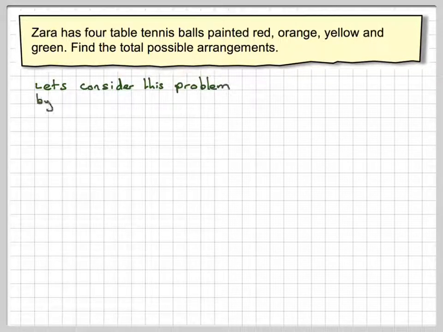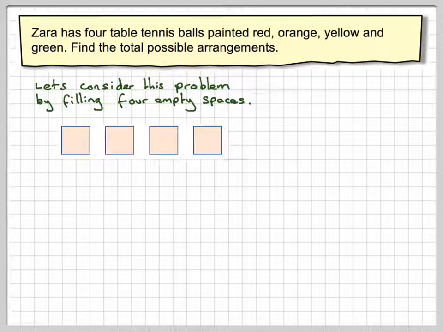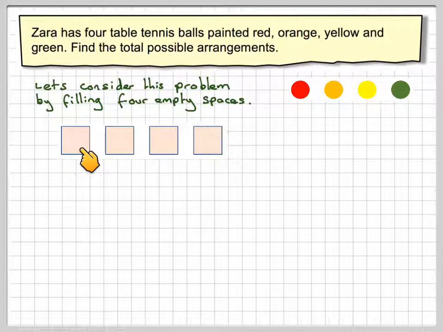Okay, let's consider this problem by filling 4 empty spaces. So we've got 1, 2, 3, 4 spaces there. And here we've got our 4 balls. Right, pause the video and consider the number of ways you can fill that space, and then once that space is filled, how many ways you can fill that space, and that space, and that space, and so on.